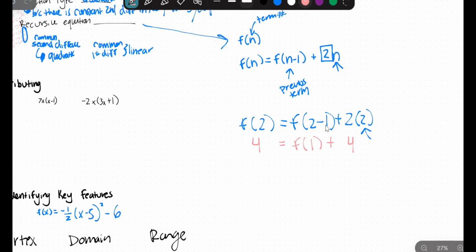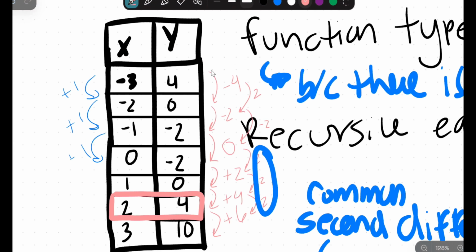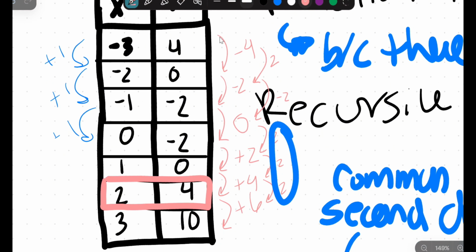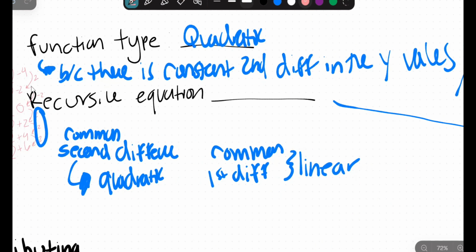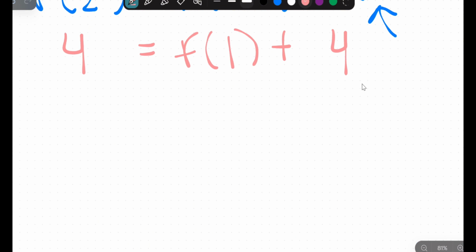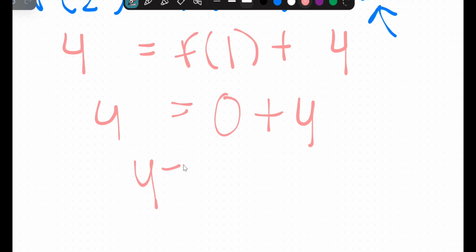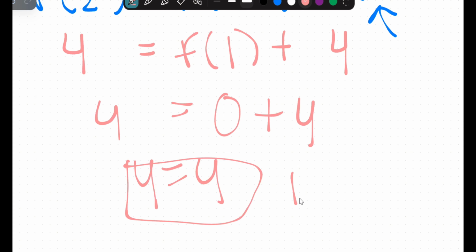Okay, what is f of 1? We're going to go back and look at the table. F of 1 is 0, right? We can see this right here. F of 1 is 0, so this is just going to become 0 plus 4 equal to 4. 4 equals 4. Yep, that checks out.